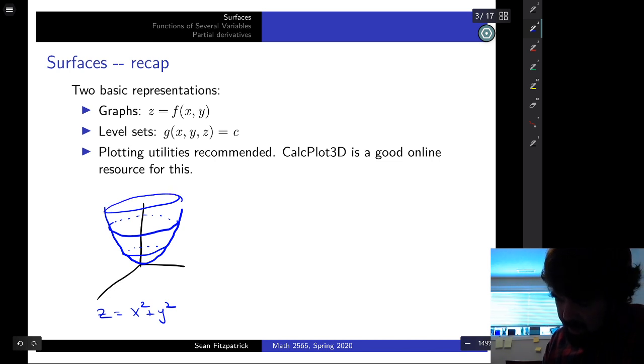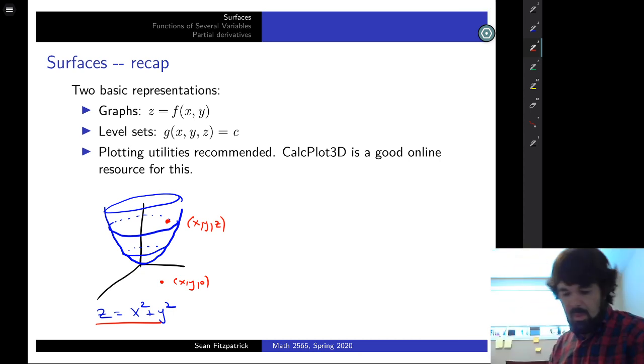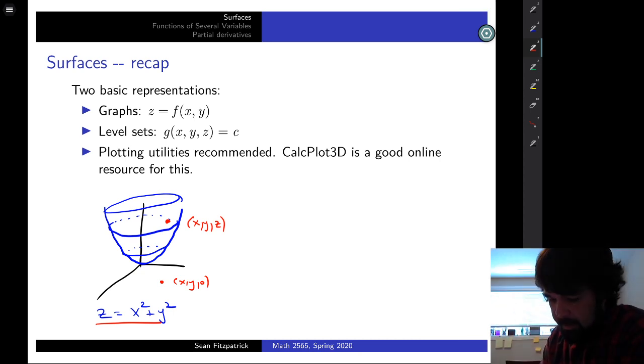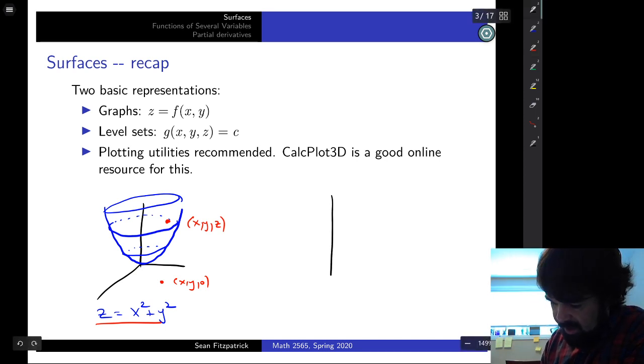Okay. And it is a graph. It's a graph in the sense that for every point in the XY plane, there's a corresponding point on the surface of the form x, y, and z, where z is equal to x squared plus y squared. Okay. So you'll have surfaces that can be rendered as graphs, and you also have ones that can be rendered as level sets.